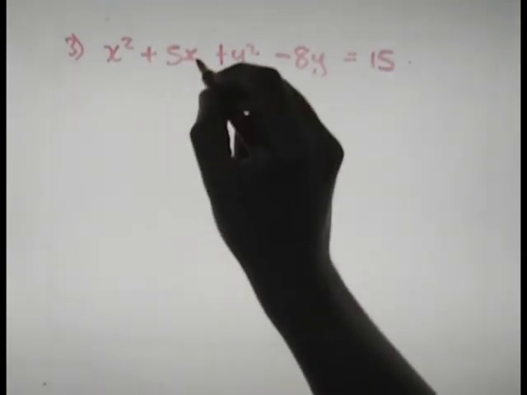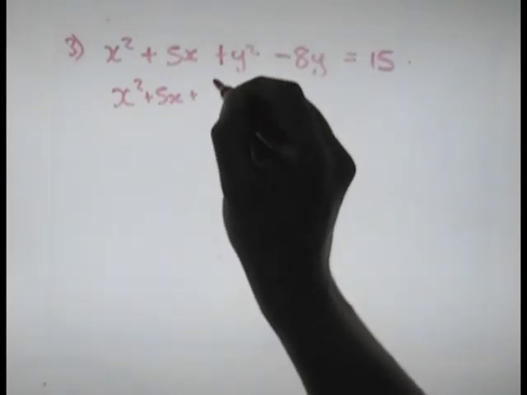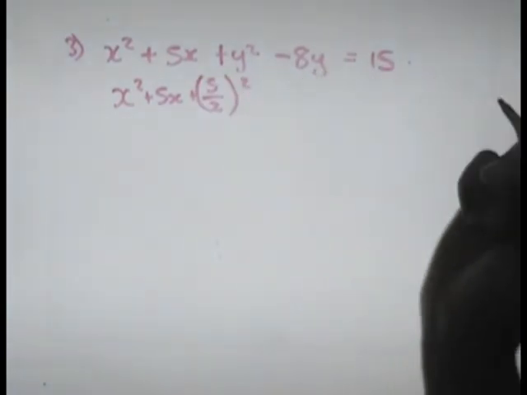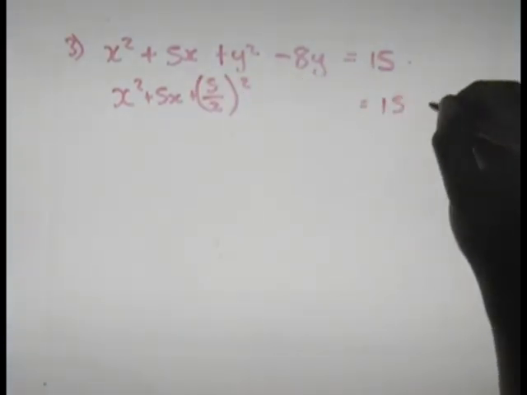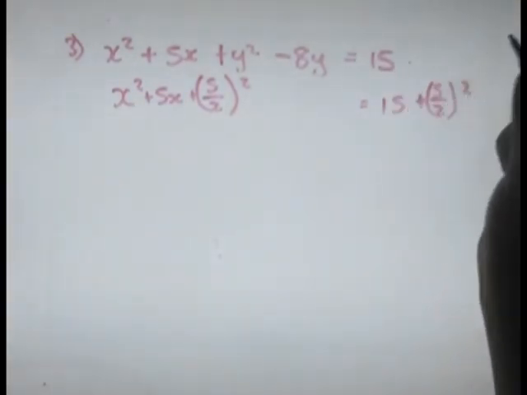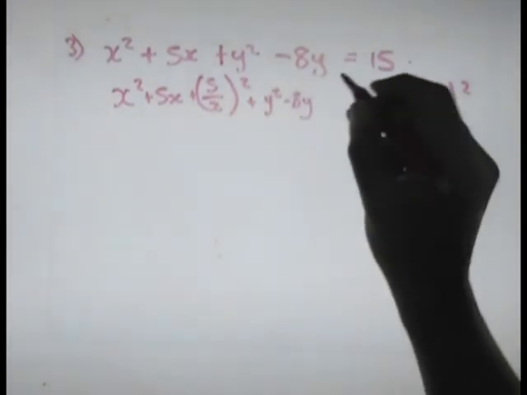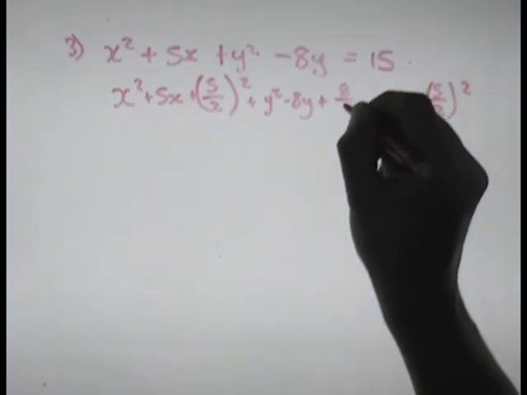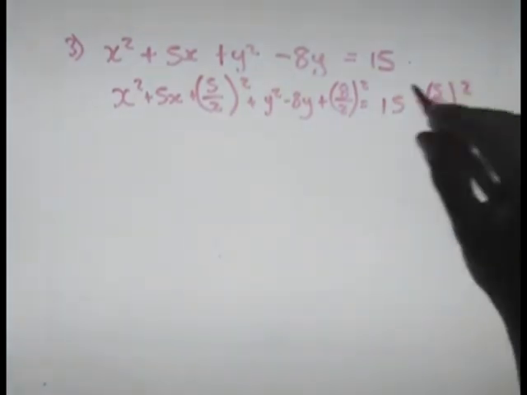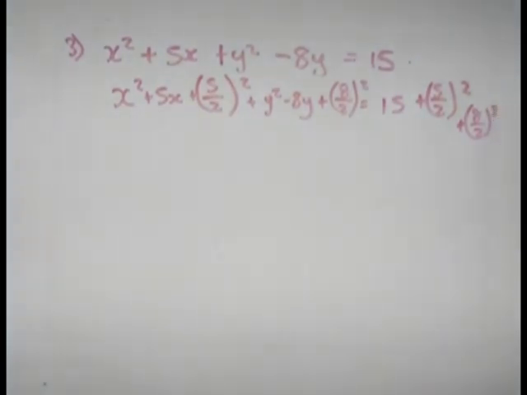Now, x² + 5x is going to become x² + 5x + (5/2)². What I do to one side, I'm going to do to the other side. (5/2)². Plus y² - 8y + (8/2)². What I do to one side, I added an (8/2)², I'm going to add it to the other side.